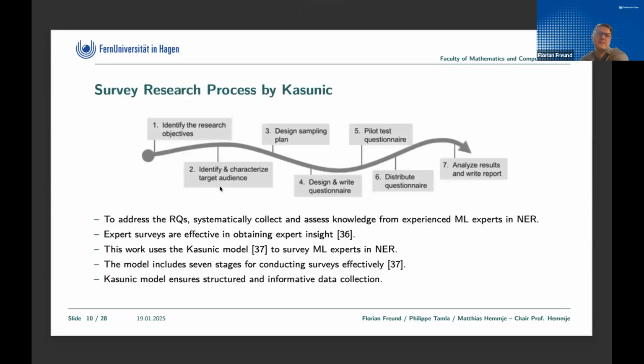How have we done this? First, we wanted to address our research questions systematically, and we wanted to conduct an expert survey to obtain expert insights, and we used the Kasunic model to survey machine learning experts in NER for that. This model includes 7 stages for conducting surveys effectively, and therefore ensures structured and informative data collection.